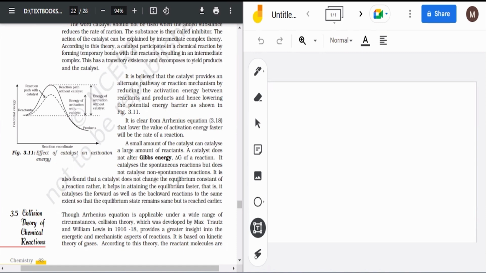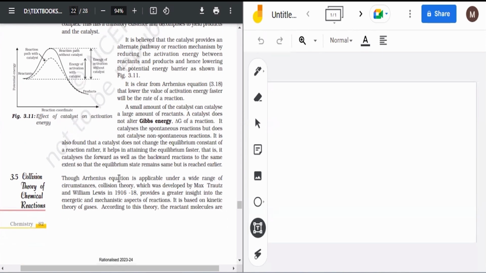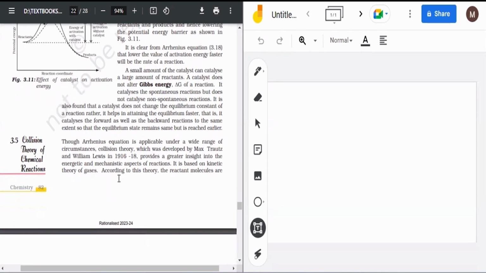So the catalyst speeds up the backward reaction at the same rate at which it speeds up the forward reaction. It helps in attaining the equilibrium faster. It catalyzes the forward as well as the backward reaction in the same way. So there is no effect on the equilibrium constant. It just helps in reaching the equilibrium faster. So this is the effect of catalyst on activation energy. Remember this thing. This is very important.